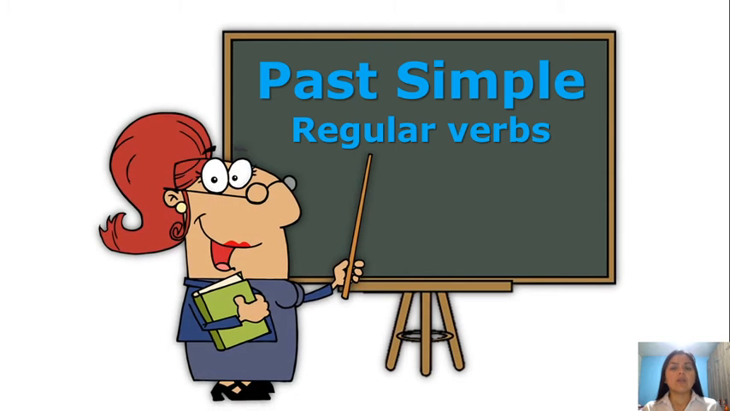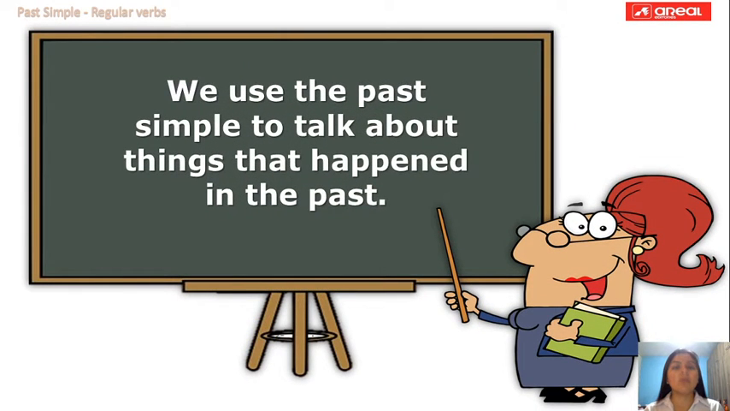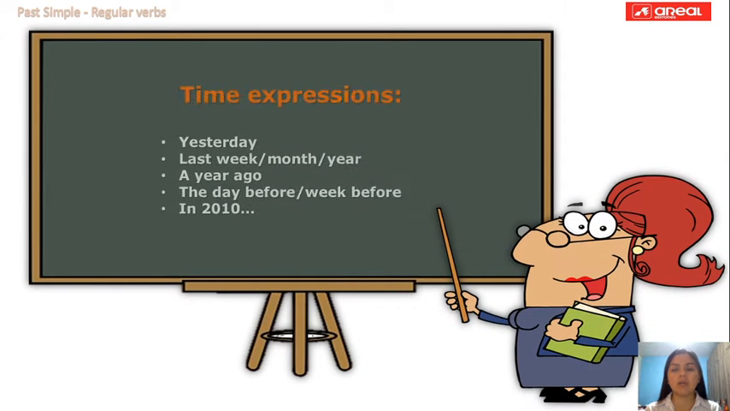The topic of today is past simple, okay? Using regular verbs. When do we use the past simple? Let's check. We use the past simple to talk about things that happened in the past, okay?